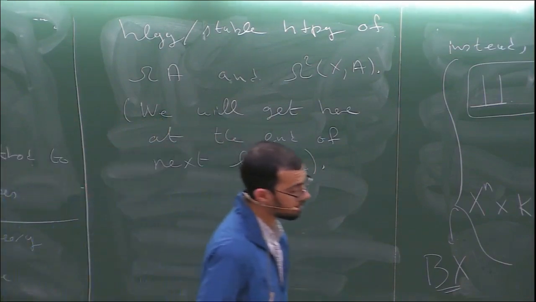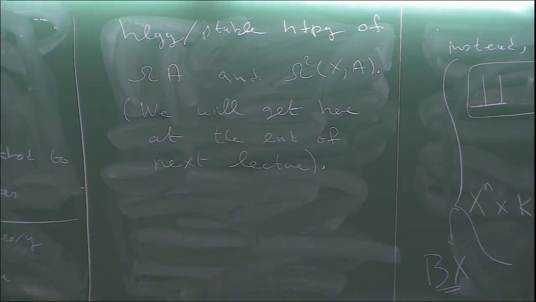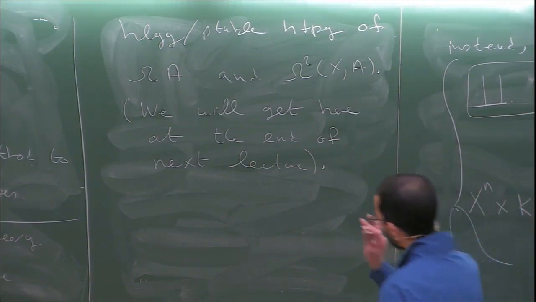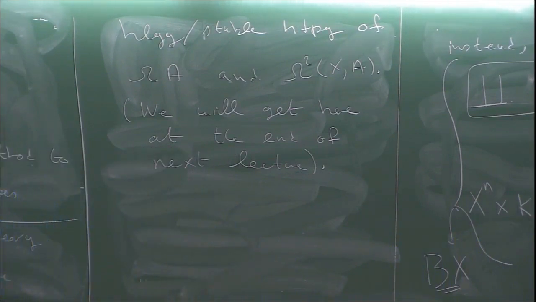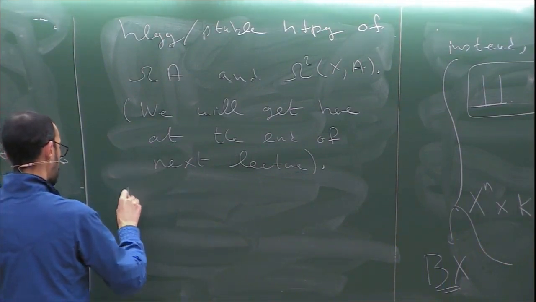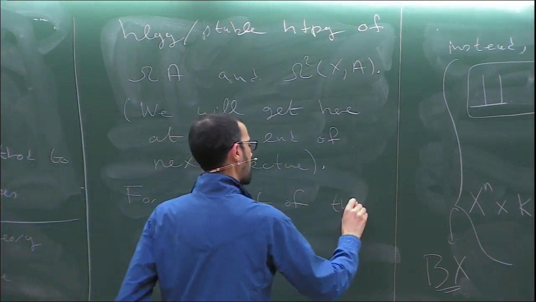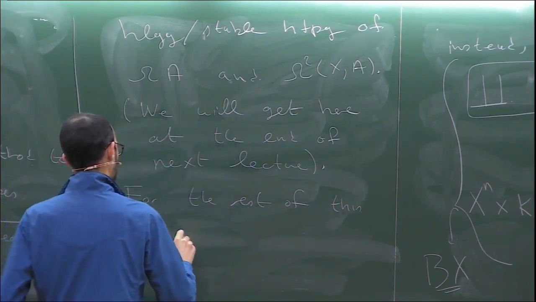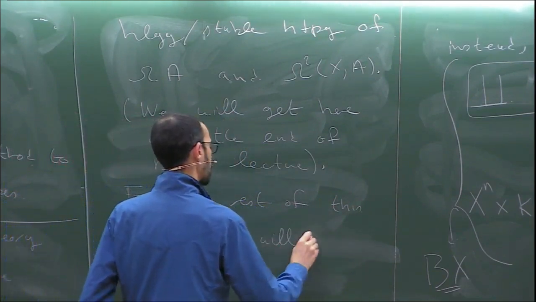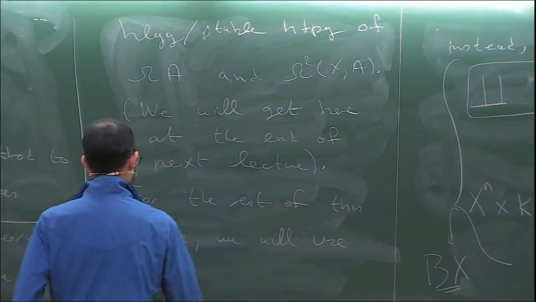In order to get there, the first thing we need to do is understand more carefully the relationship between the topology of A and the topology of its loop space. And we have this path fibration, but, well, we will use it, but I want something else. I want something that better recovers the algebraic structure. So, for the rest of this lecture, we will try to use the path fibration.